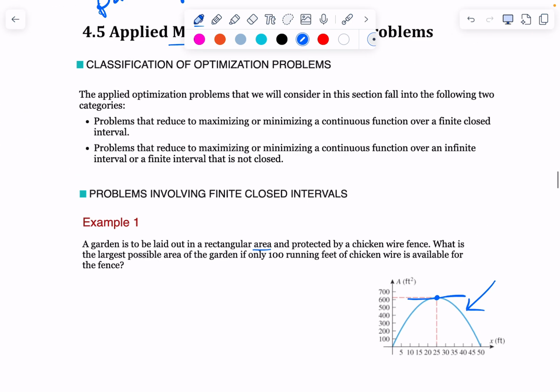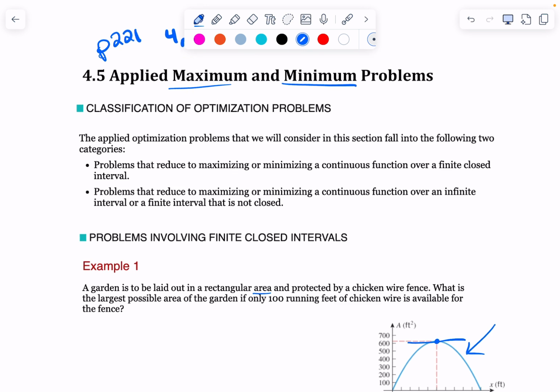We don't have an equation. So we have to find the equation for example 1, okay? So, I'm going to go through these optimization problems, okay? So these are called optimization. Optimum means trying to find either the max or the min, depending on which one you're wanting.